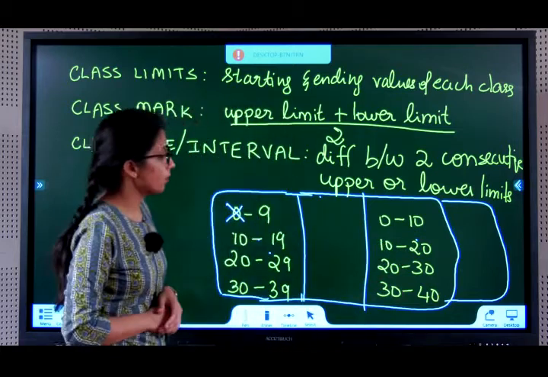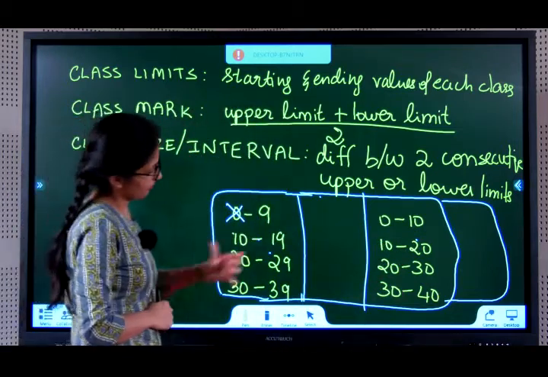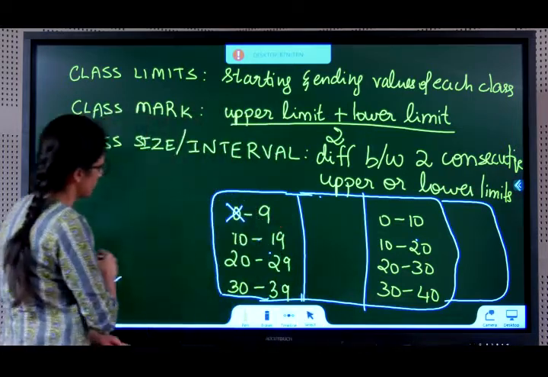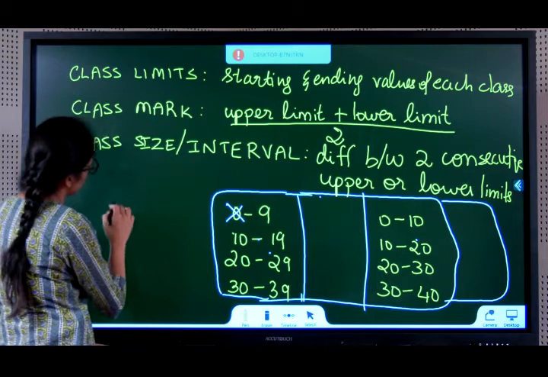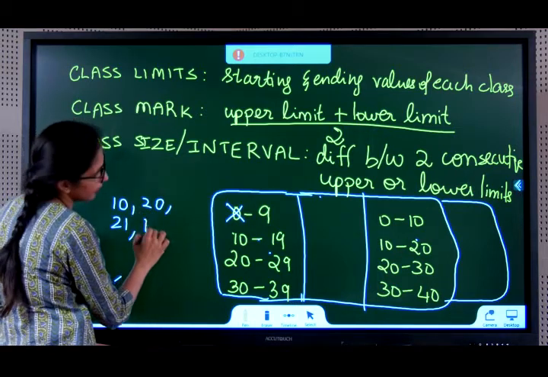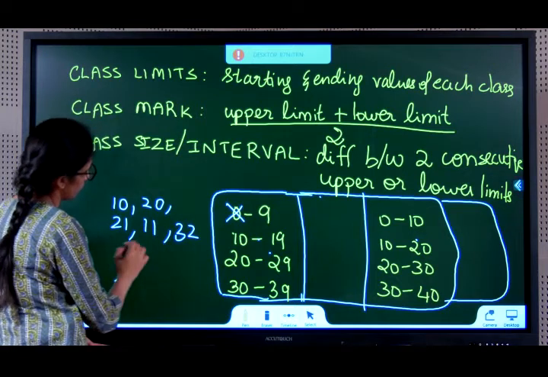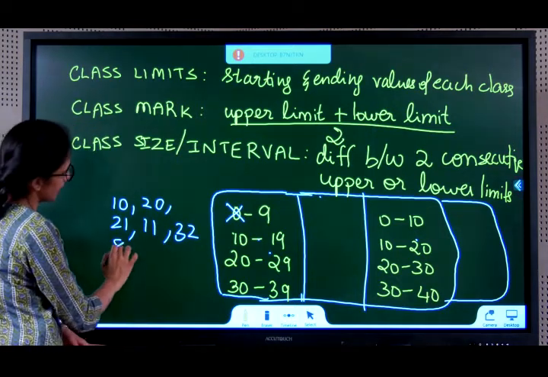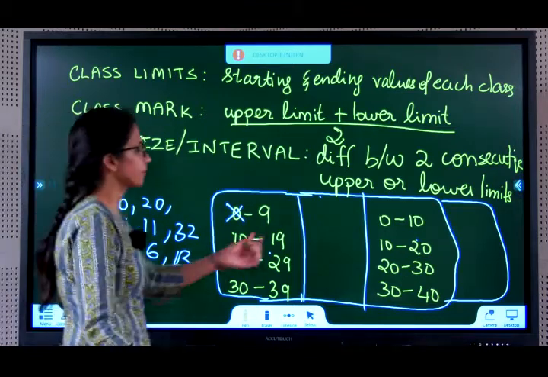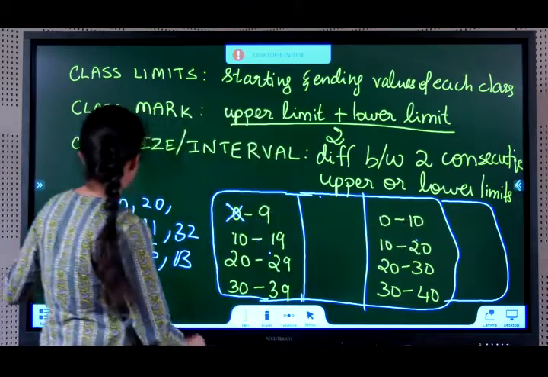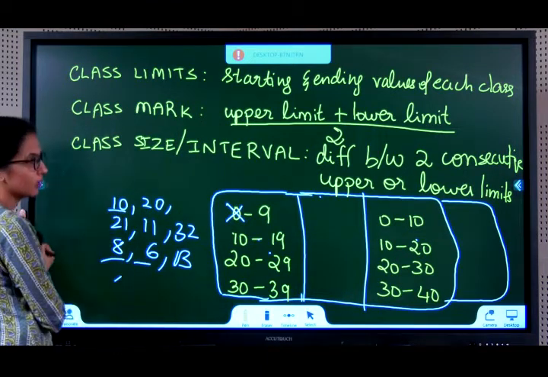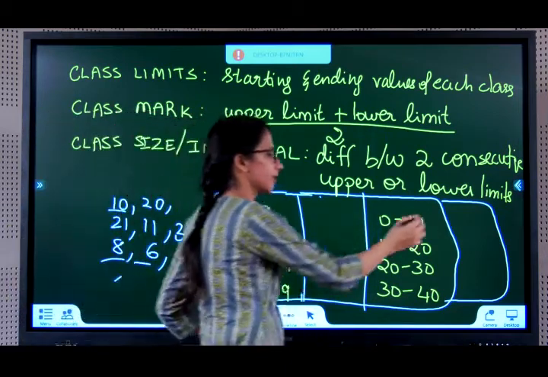Okay, so now in this class what I also want you to observe is, suppose I tell you to make the frequency of that. We have different values: 10, 20, 21, 11, 32, and then we have 8, 6, 13. How many numbers lie between 0 and 10? 6, 8, 1, 2, 3. Correct? So should I write 3 here?